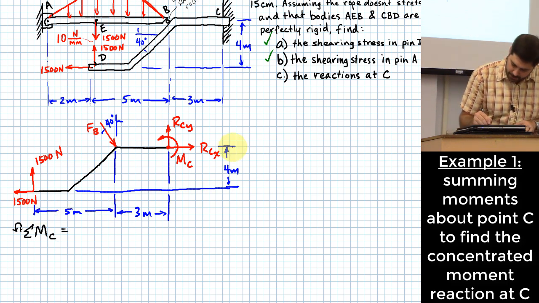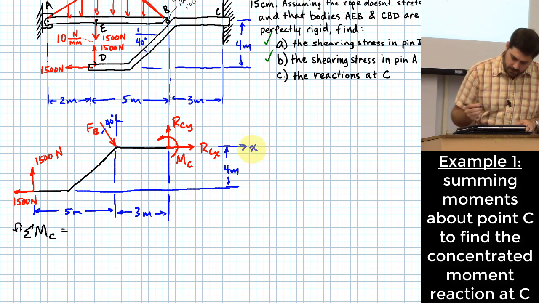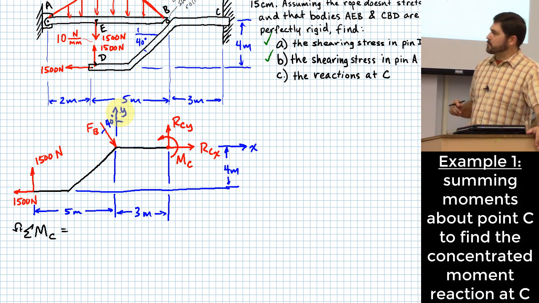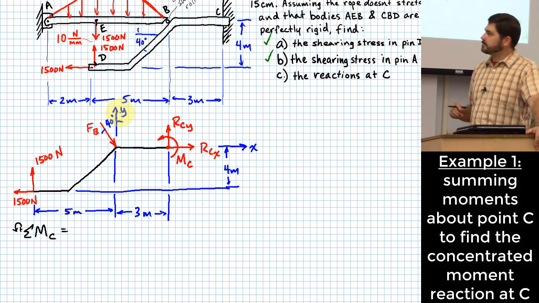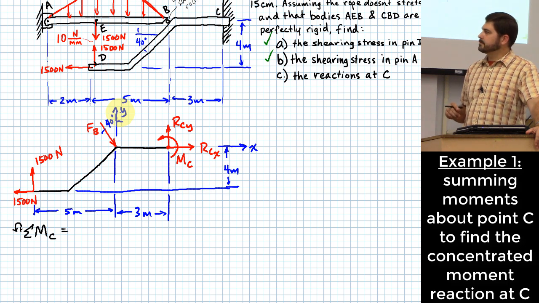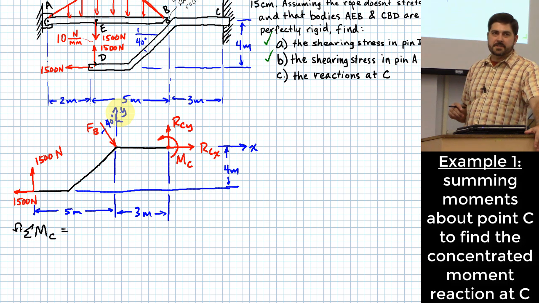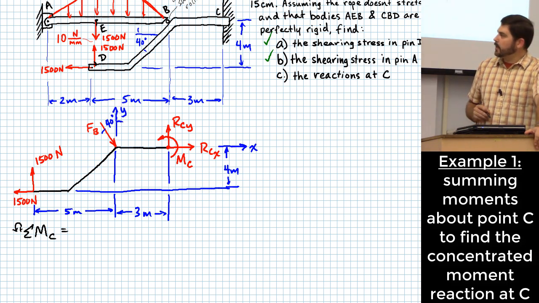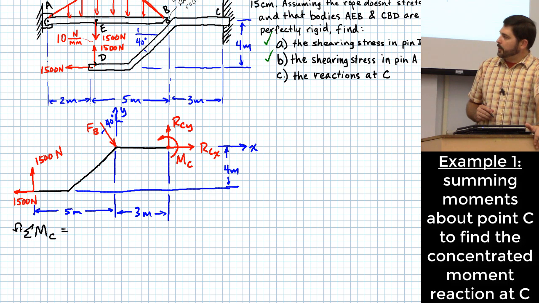Right? And for good measure, no pun intended, we'll put some axes on there as well. Okay, back to our next step. Summing moments around location C. Okay, what are some ones you know how to do very quickly?